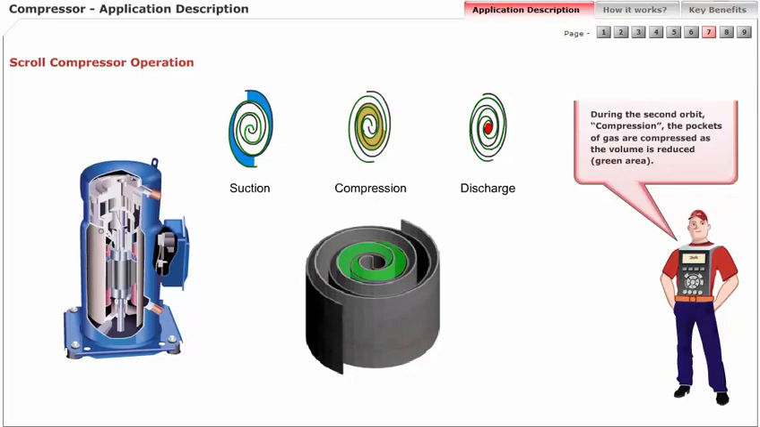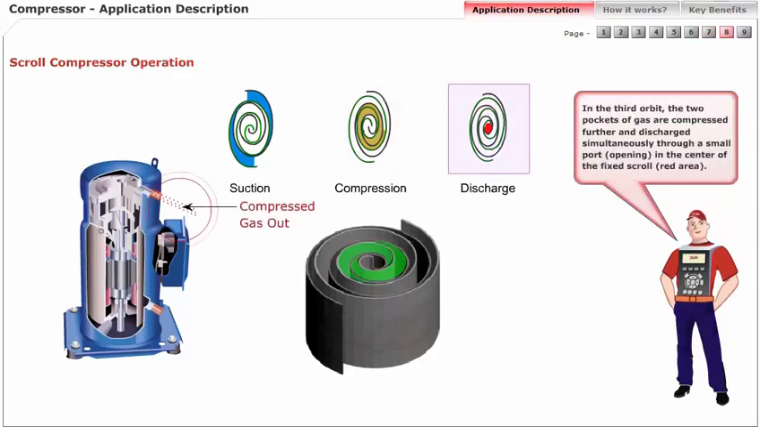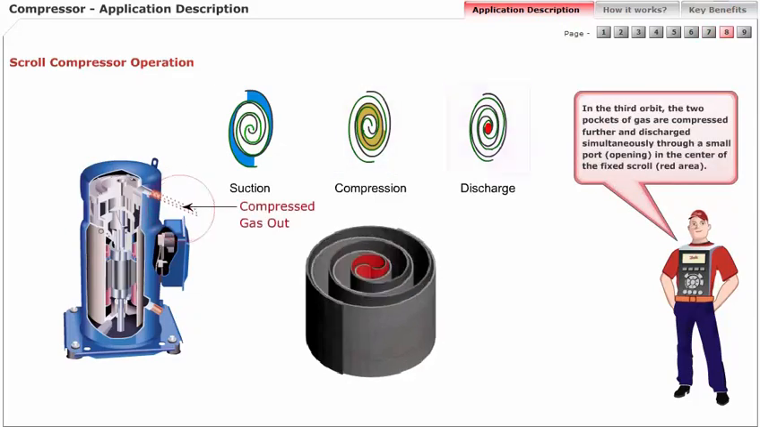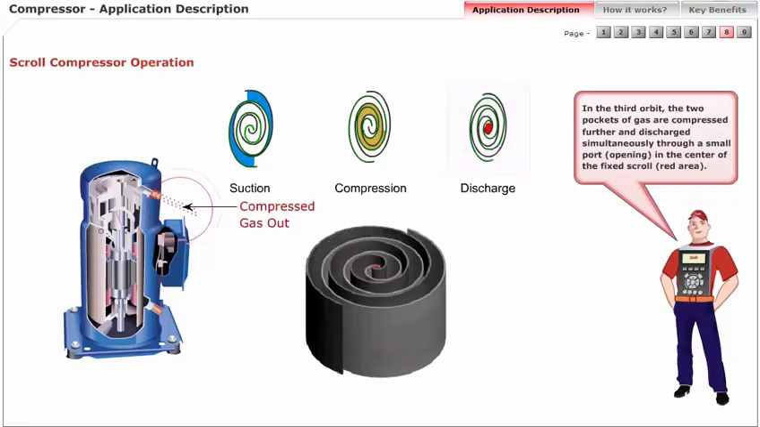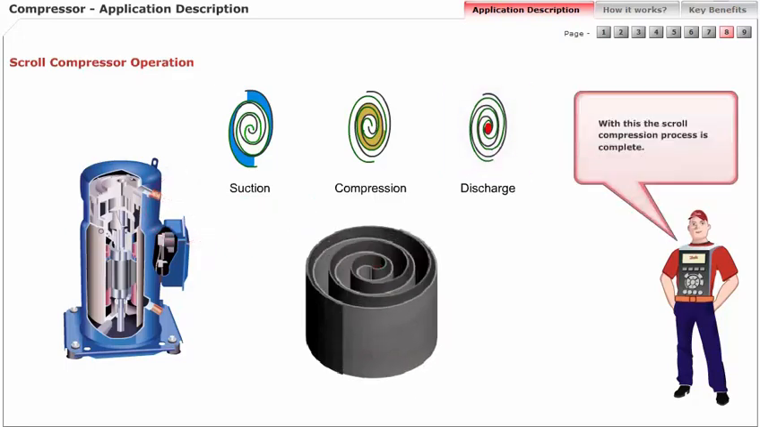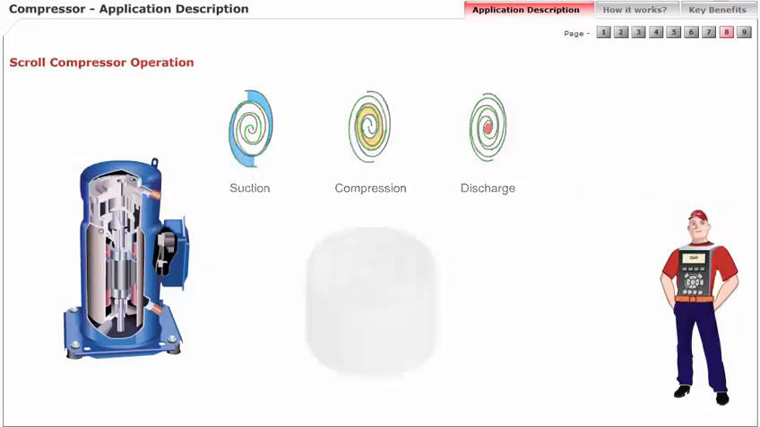Green area. In the third orbit, the two pockets of gas are compressed further and discharged simultaneously through a small port opening in the center of the fixed scroll. Red area. With this, the scroll compression process is complete.